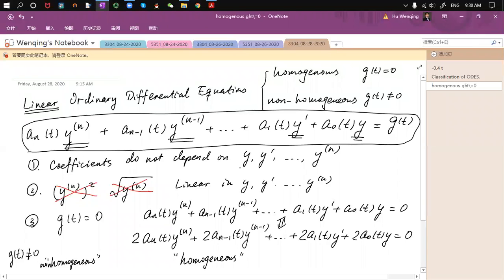If the coefficient does not depend on y, so it only depends on t, then you're done. And the second question is, if you have these y's, are you going to see y squared or y square root or anything like that? If you don't see anything like that, then it's linear.